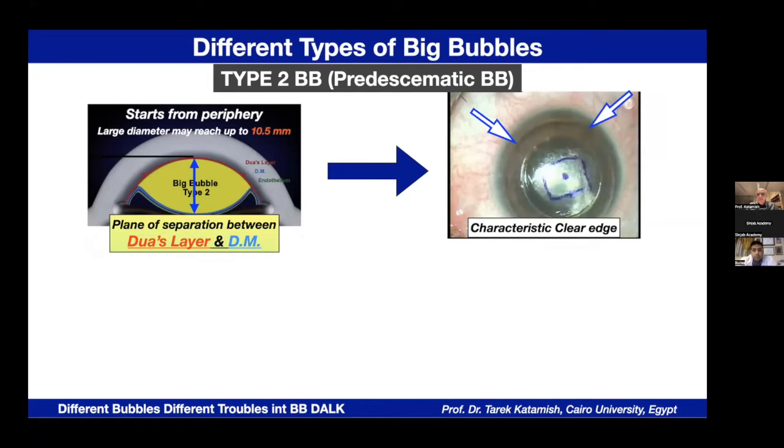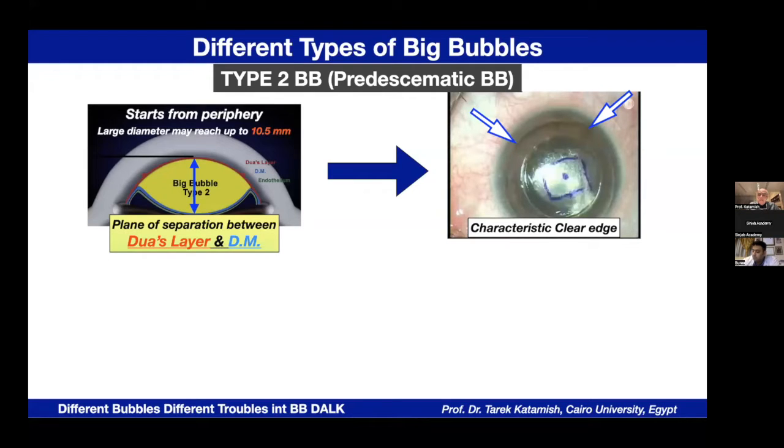If you compare this with type 1, it's quite clear that the edge, sometimes we call it the glassy big bubble, because the edge, I'm speaking here about the edge, not the whole bubble. The edge, what's important for me is the edge. So this clear edge is characteristic of big bubble type 2.